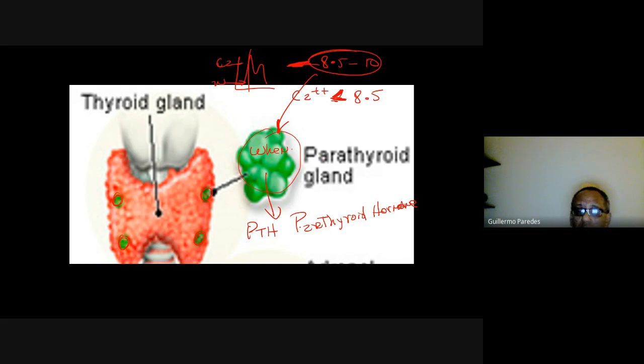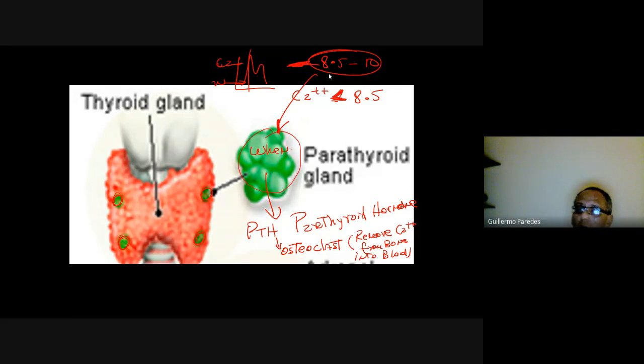And what is the PTH doing? The PTH is going to activate the osteoclast cells. What are the osteoclasts doing? They are going to remove calcium from the bones and put it back into the blood. And now they are going to reach the 8.5 to 10. Is that clear? Yes. Everybody's clear on that? That is a question for the exam 100 times, huh?